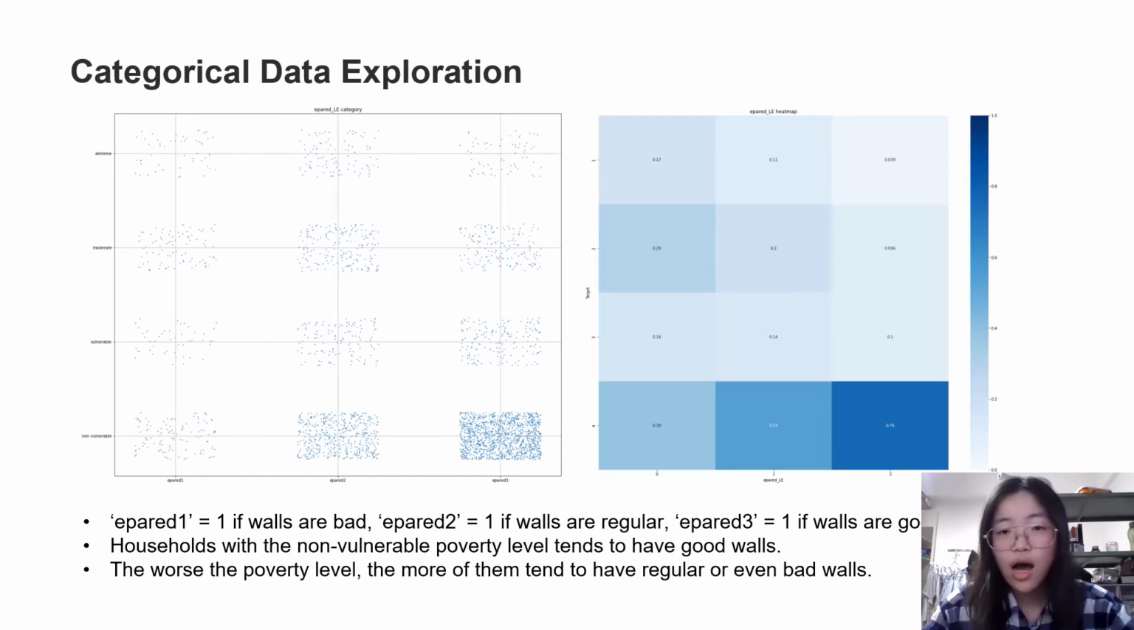As you can see, households with non-vulnerable poverty level tend to have good walls. However, the worse the poverty level, the more of them have regular or even bad walls. These differences indicate that this could be an important feature in making prediction. Then, I'll pass time to Xinyang to talk about the feature engineering process.